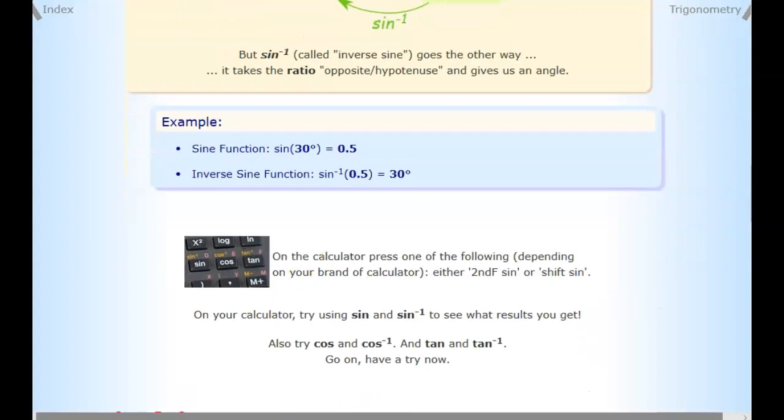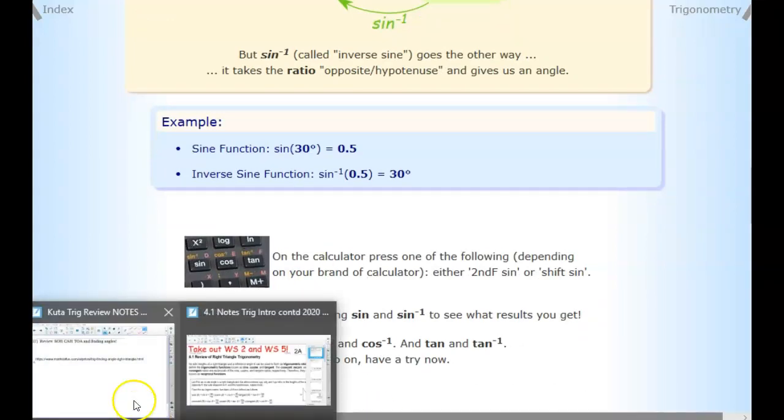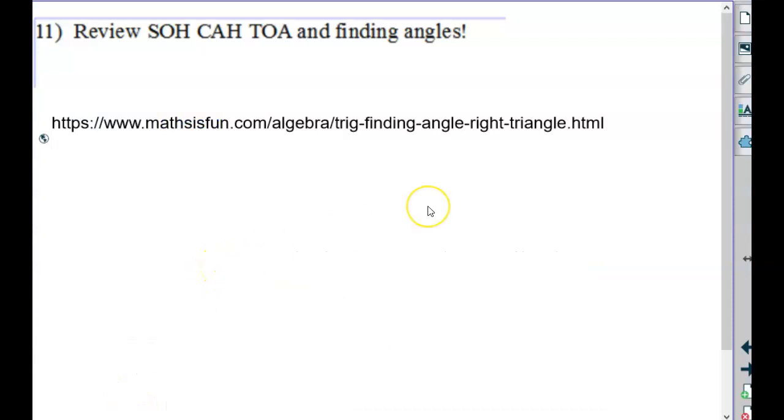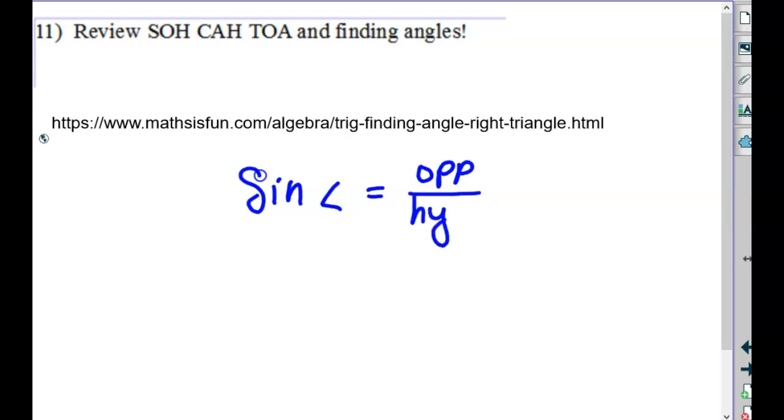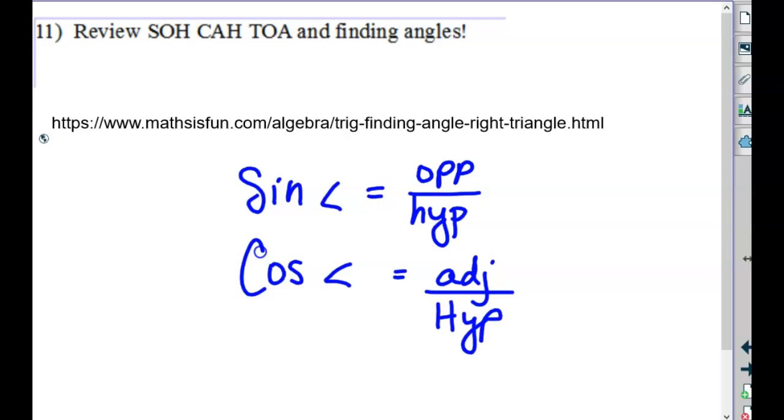All right. Back to our notes. Let's just write out what these mean again. The sine of an angle is opposite over hypotenuse. The cosine of an angle is adjacent over hypotenuse. And the tangent of an angle is opposite over adjacent.